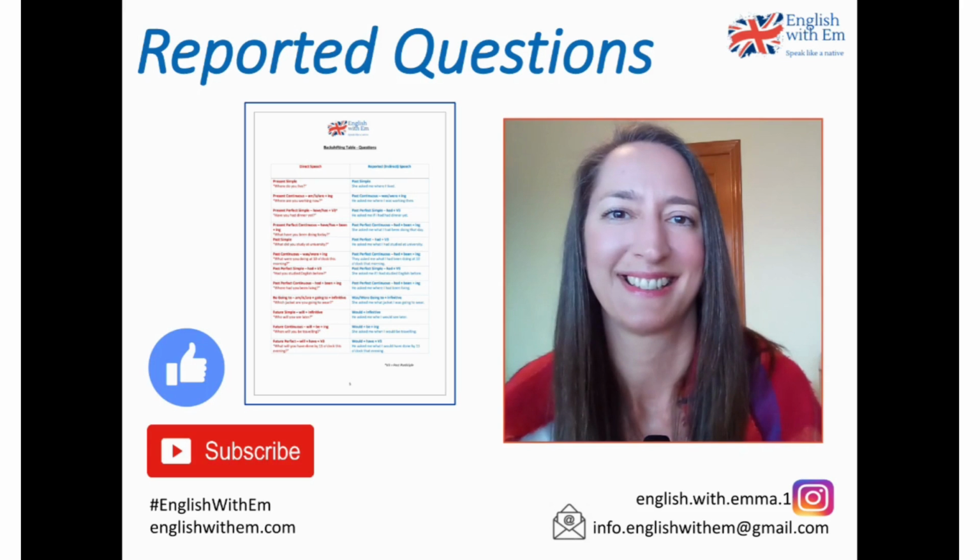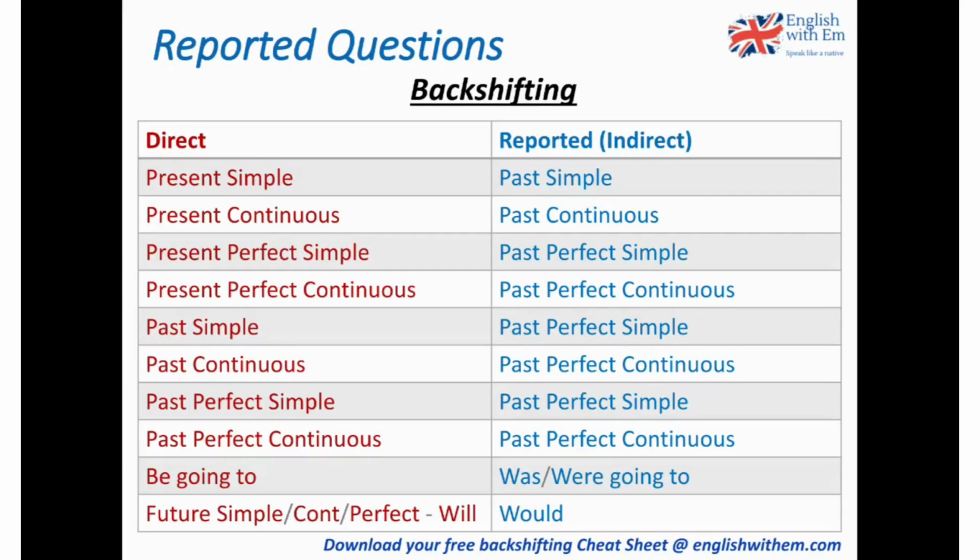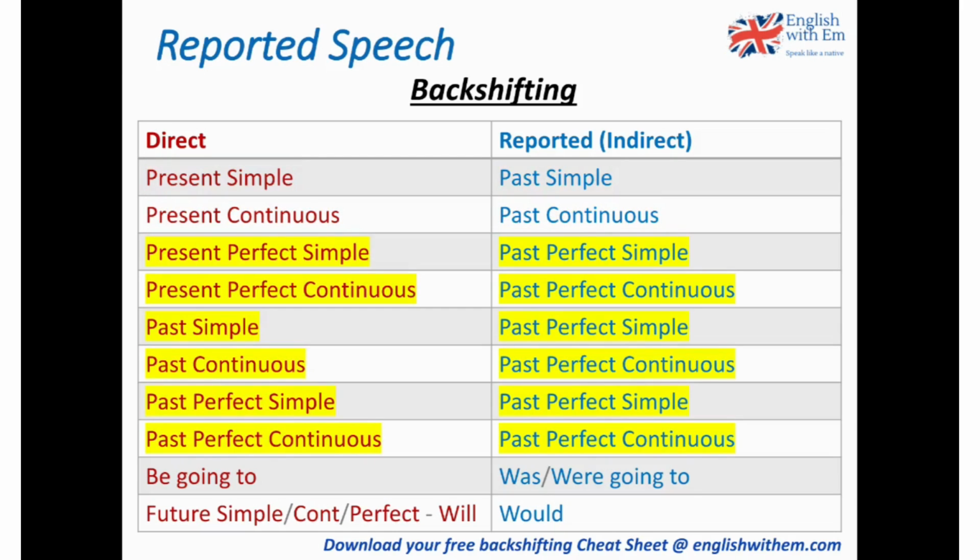Let's get started. So let's start by taking a look at this backshifting table. You can see that the present tenses, the simple and continuous, we backshift to the past simple and past continuous. And then we've got all these tenses here: the present perfect tenses, the past simple, past continuous, past perfect. All of these in reported speech are done with the past perfect tense. So it's really important to know the structure of the past perfect if you want to master reported speech.